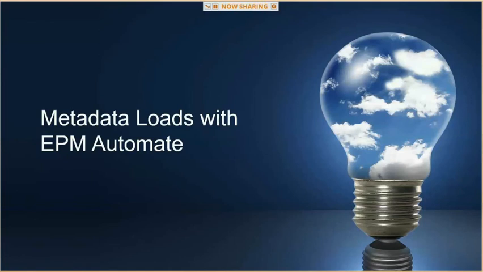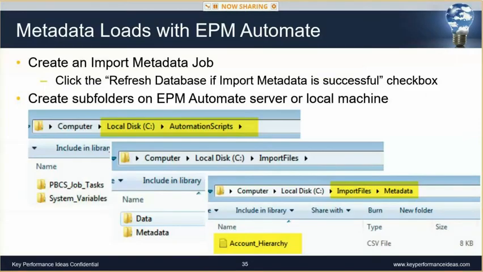Okay, so now that we've actually created some jobs, now we can bring it all together with EPM Automate to automate the process. So first we would create an import metadata job, and you can choose that refresh database checkbox if you want to, or you could have it be a separate step. In this case, we're running it all within that same job.